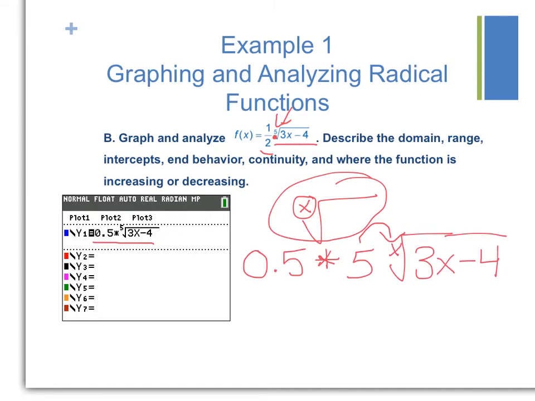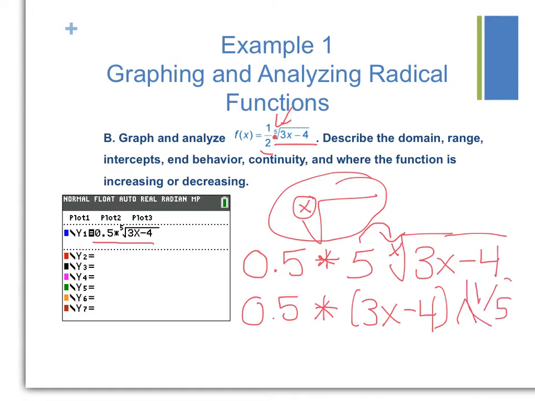And it might be slightly different on Desmos on the iPad, but I think you could type this in as a power rather than a radical, and you could do 0.5 times 3x minus 4 raised to, and we know the fifth root is the same as the 1/5 power. So if you don't have this xth root on your calculator, you can change that radical to a power, a fractional exponent.